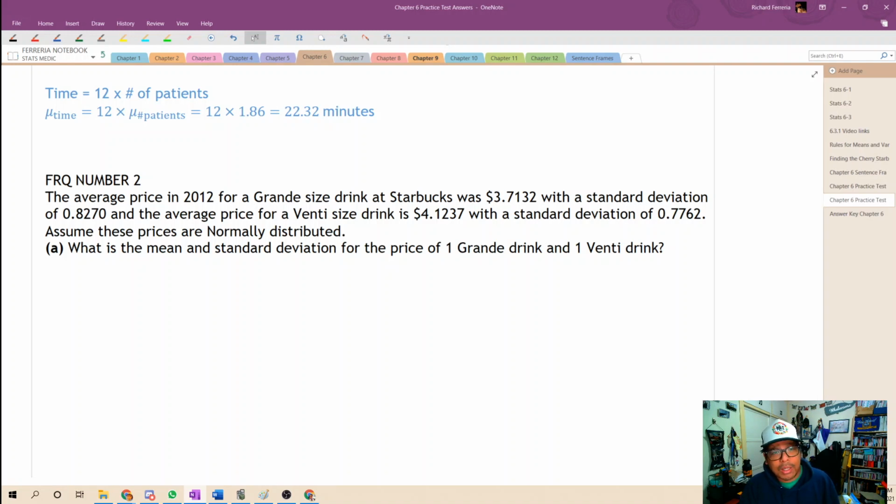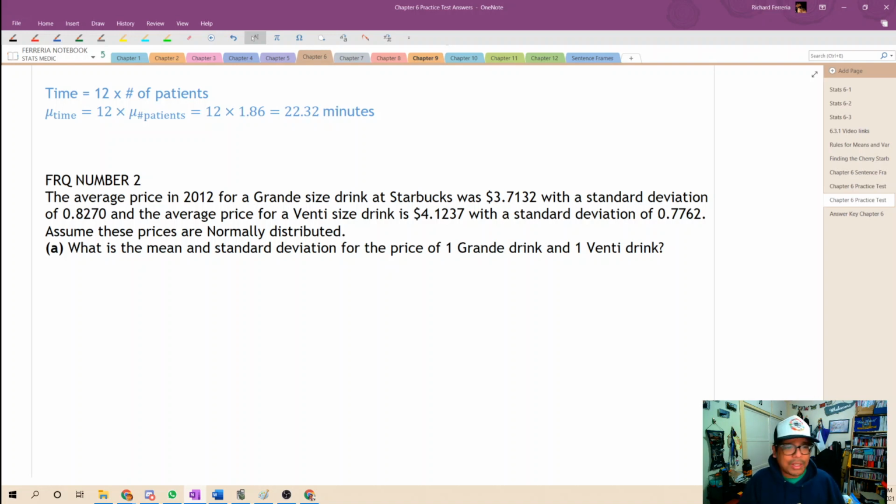Now moving on to free response number 2, we've got the average price in 2012 for a grande size drink at Starbucks was $3.7132 with a standard deviation of 0.8270. The average price for a venti drink was 4.1237 with a standard deviation of 0.7762. Assume these prices are normally distributed. So what is the mean and standard deviation for one grande drink and one venti drink?